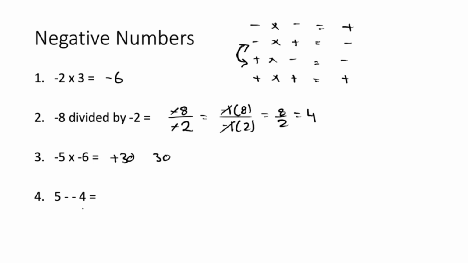5 minus minus 4. So this is different. This is addition now. If you have a plus next to a plus, that will be a plus. If you have a minus next to a plus, it will be a minus. If you have a plus next to a minus, which is the same thing as before, it will give you a minus. If you have a minus next to a minus, that will give you a plus. So in this case, there's a minus next to a minus, so it will be 5 plus 4, which is 9.